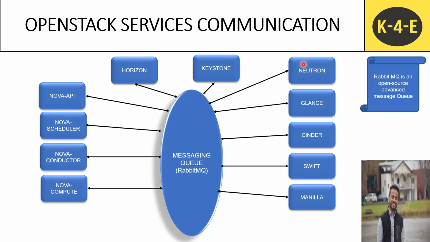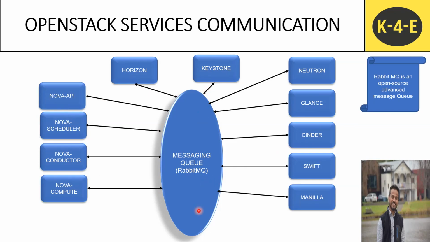It will send a request to the messaging queue, and the messaging queue knows that this is going to be for this particular destination. So it is going to send the request to Keystone, and whatever response comes from Keystone will again go back to Neutron. So this is how services talk to each other. This is just an example of how services talk to each other in OpenStack.